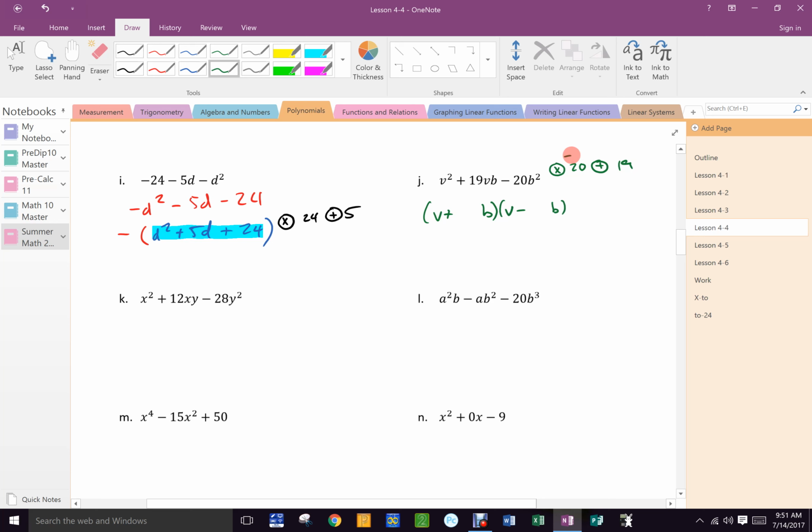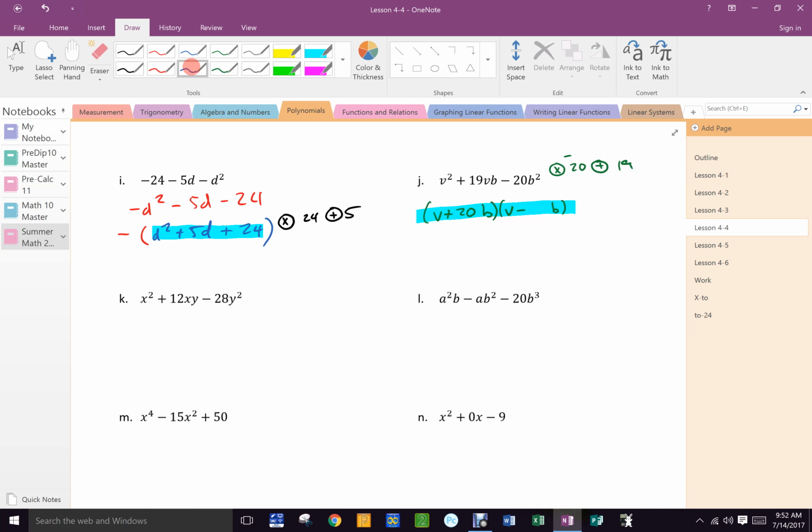20 and 1, right? I need positive 19. So is it 20 minus 1 or? Right. 20b minus 1b. Do I write 1b? No. And that's that answer. Is everybody cool with that wrinkle? Because you don't write 1. You don't write 1b. It's just b. Of course you can. He doesn't care. Everybody cool? We're cool. So that means all of you should be able to handle k, right?